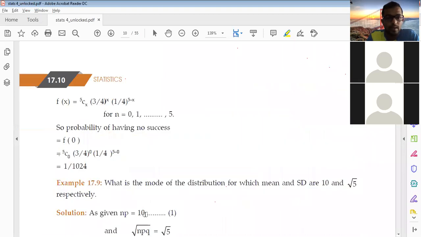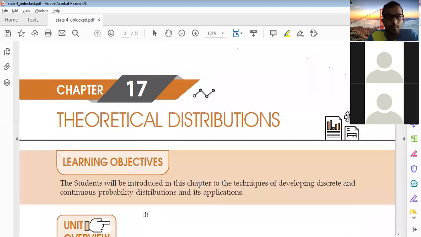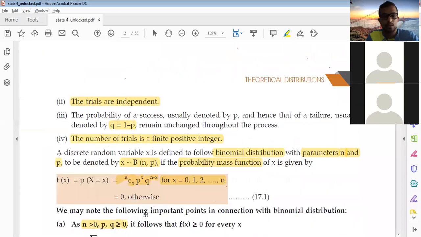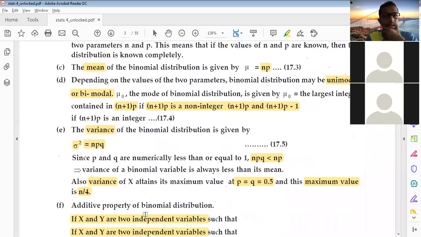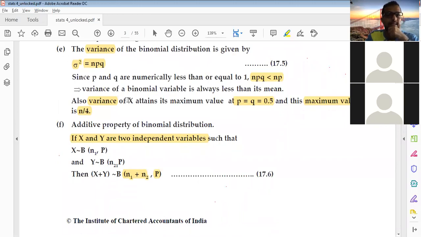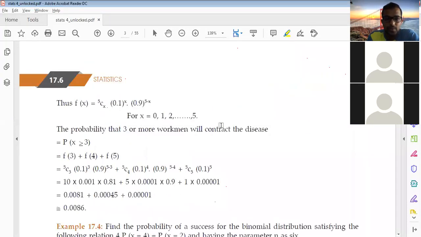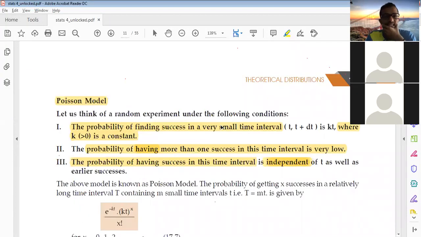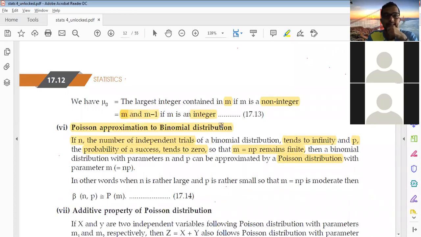Let me quickly show it to you, in case people who missed it or have not underlined it can quickly underline it. It is point number E here. When p equals q equals 0.5, the maximum value of the variance is n by 4. Now students, when we were speaking about Poisson, it just flashed to my mind, so I told you this point. And then we saw: can we approximate Poisson to binomial distribution?